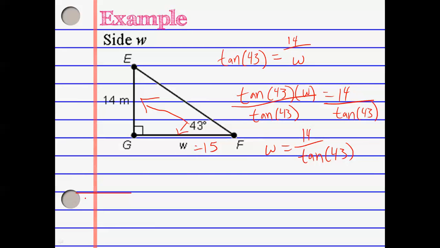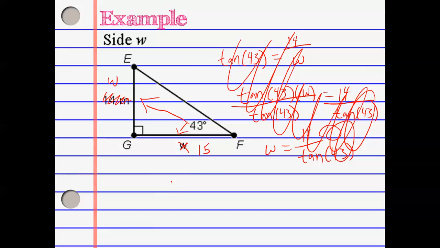Okay, and then real quick, I want to show you, let's say that they had given us W instead. So let's say we know this is 15 and we didn't know this side. Let's say that this side was W instead, okay? Now, if we look here, this would be tangent 43, right? And then the opposite would be W. So W would go on top and then 15 would go on bottom, right?